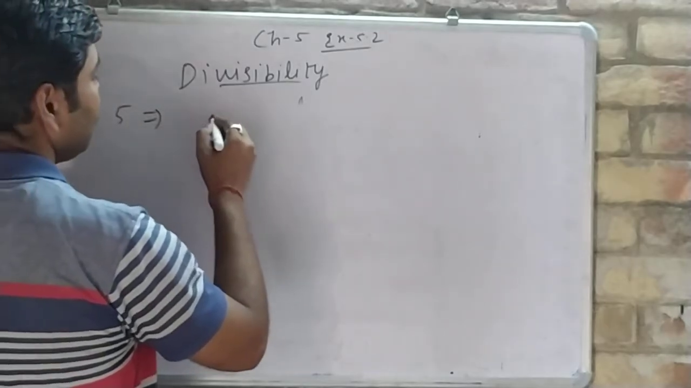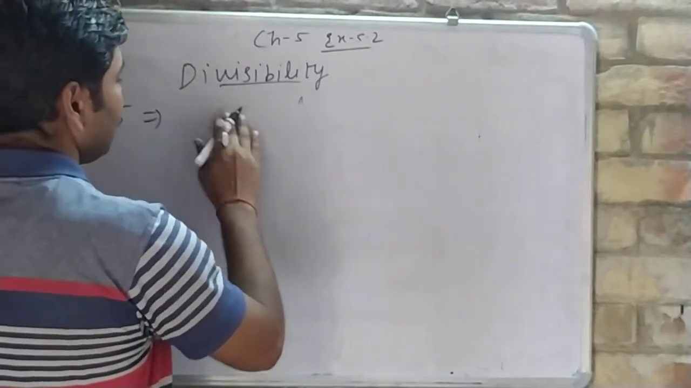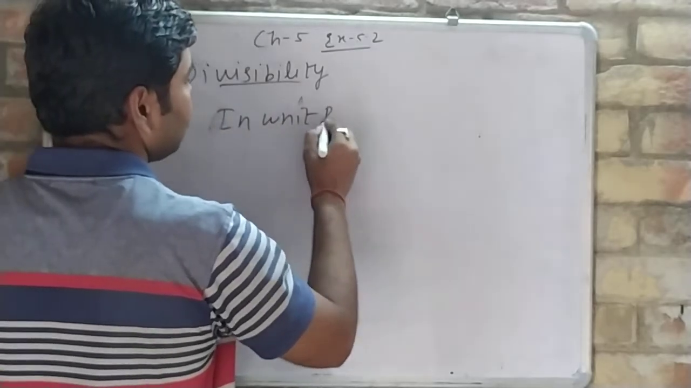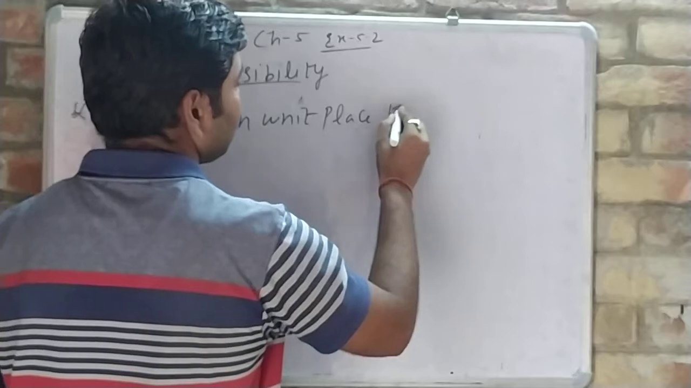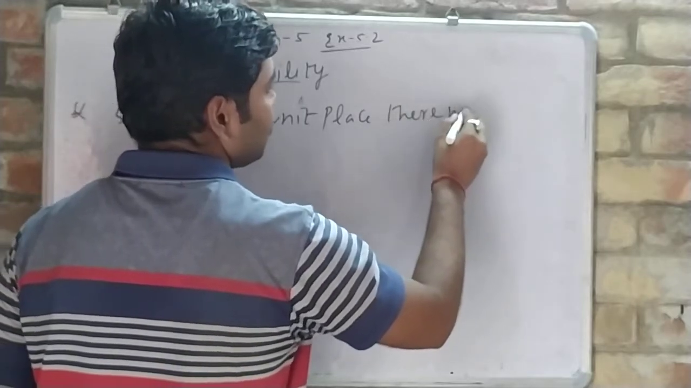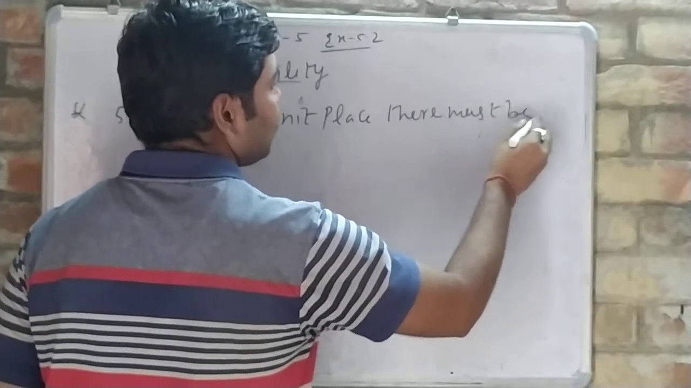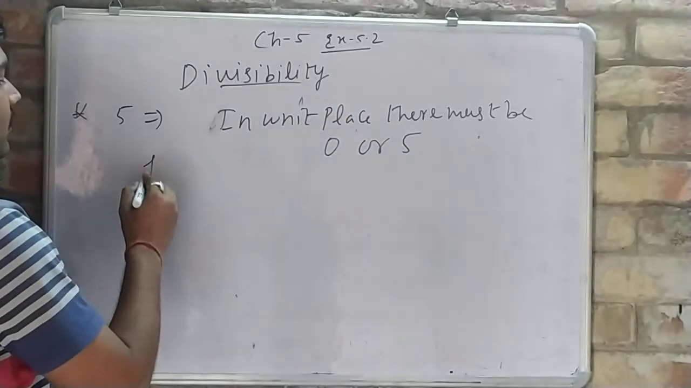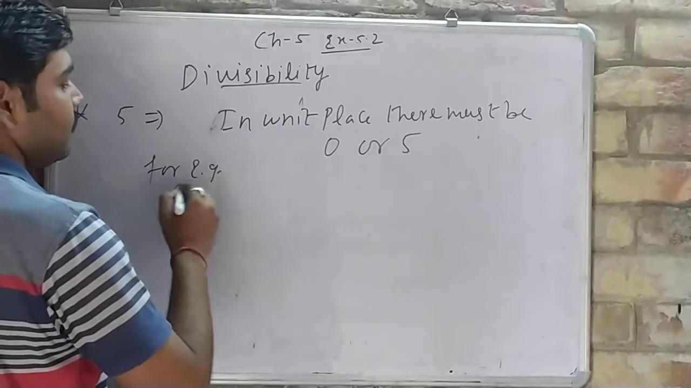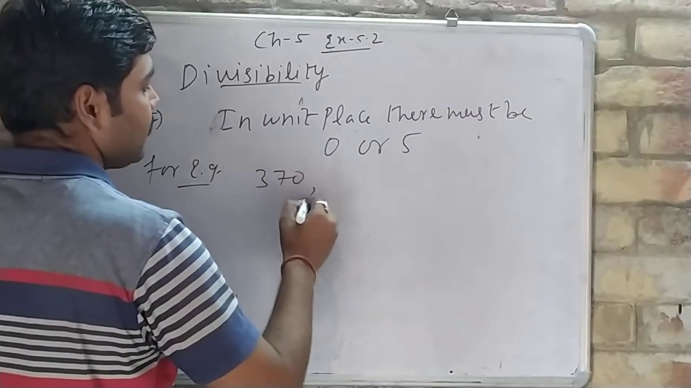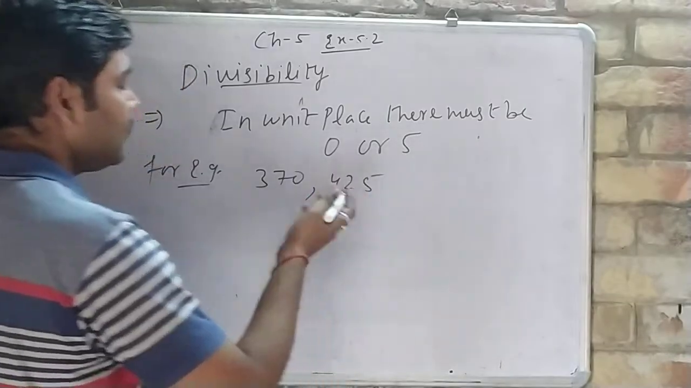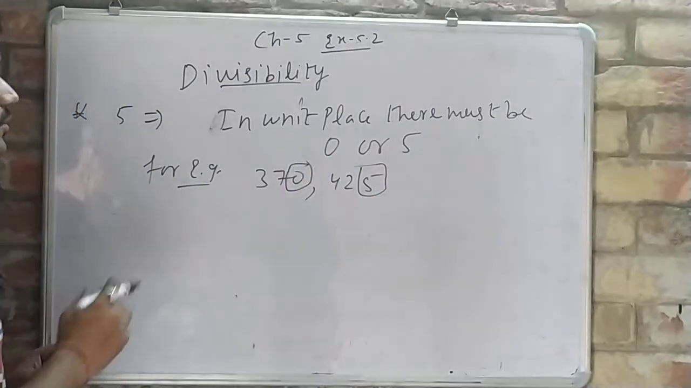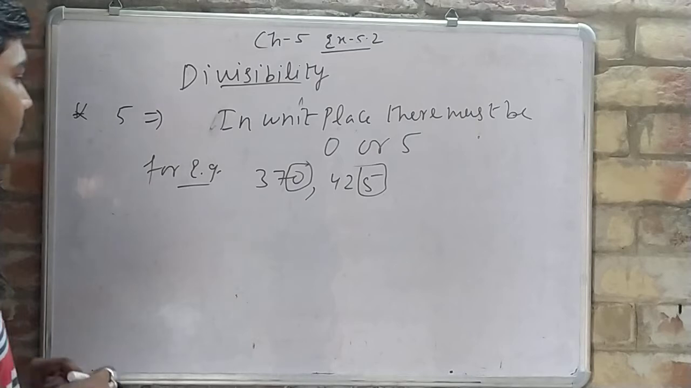Divisibility of 5 is very easy. If the last digit, in the unit place, is 0 or 5, then the number is divisible by 5. For example, we will have 370, 425, all these are divisible by 5. Why? Because in the unit place we will have 0 or 5. So this is the divisibility of 5, very easy, you all know that.